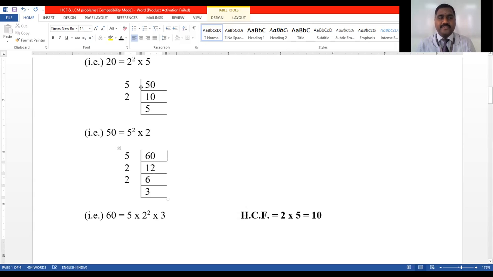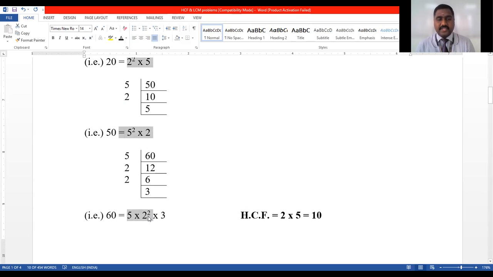See the first value, 2 into 2 power 2 into 5. Second one is 5 power 2 into 2. Third one is 5 into 2 power 2 into 3. Now, which is a common divisor for all three numbers? We can say 2 and 5. Yes, good. Now 2 and 5 is a common divisor, but we need to take the common divisor with the least power, not the highest power.